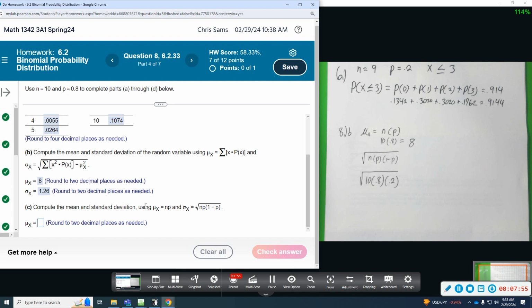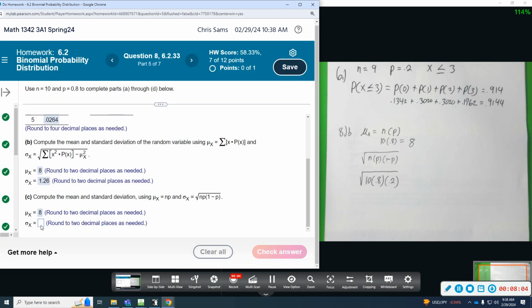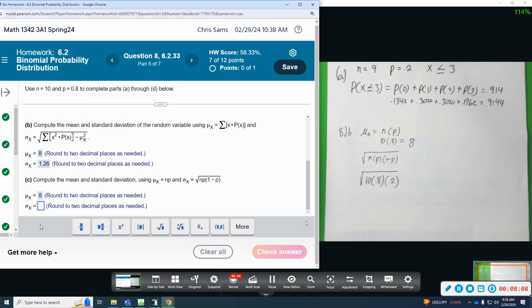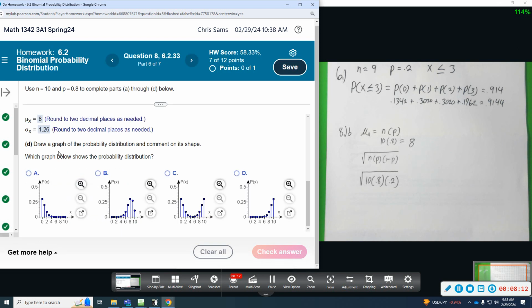We're going to compute the mean using the mean formula, so you're going to get basically the same thing. They just want to show you that they're the same. We got 8, which is what we did the first time. And if we did it with the standard deviation formula, it would be equal to 1.26 when rounded. They just want you to know that the previous formulas will work for a distribution as well.